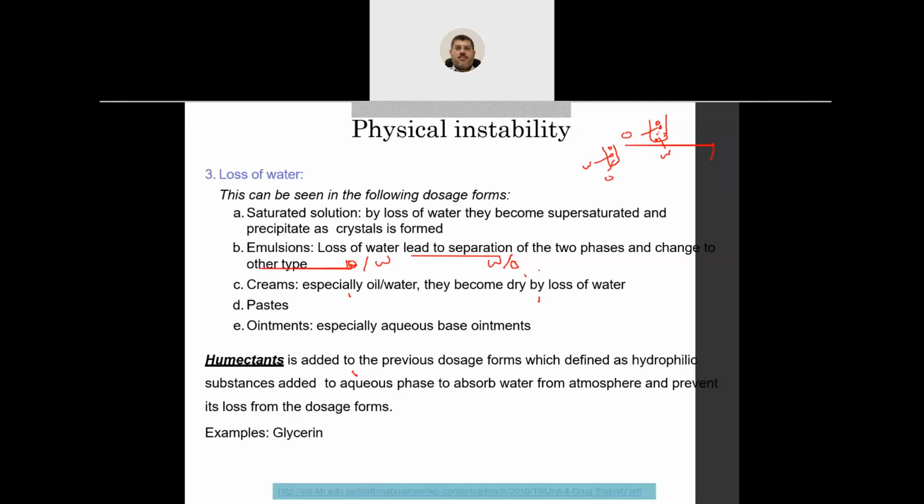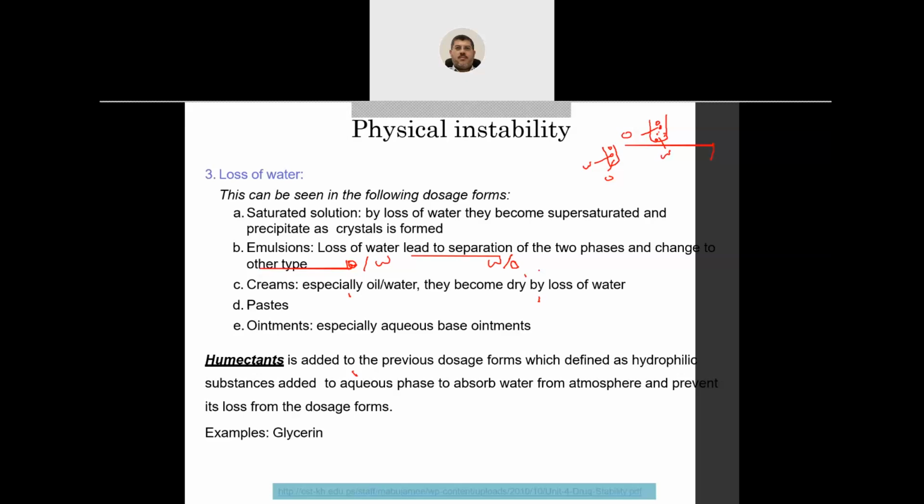Creams also, as you know, creams are emulsions. They may be oil in water or water in oil emulsions. Especially oil in water creams, because water is the external phase, it is exposed to loss and creams will become dry. Pastes also contain some water content, and they may become dry. Ointments may have hydrophilic or hydrophobic bases. Hydrophobic bases are waxy materials with no water, so they don't have any change. But if they are aqueous or hydrophilic bases, then there will be loss of water and dryness.